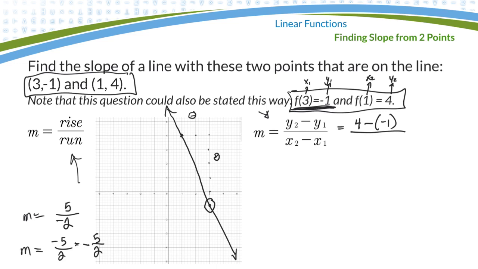x2, right there, 1, minus x1 is a 3. Okay, 4 take away a -1. These two will cancel to make positive. So 4 plus 1 is 5. And 1 take away 3 is a -2. See how we come up with the same answer.